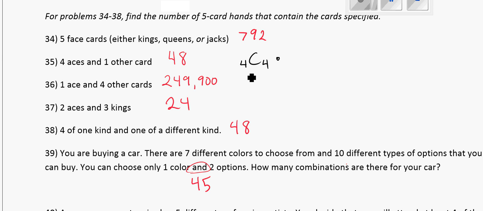Well, we've already taken out the 4 aces. There's now only 48 cards left in the deck. And of those, we only want to pick 1 more. So 4C4, all right, times 48C1. This is just 1 times 48, and that's where the solution of 48 other cards comes from.